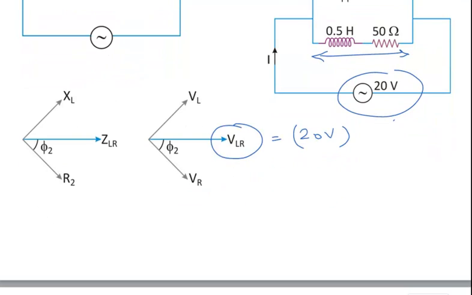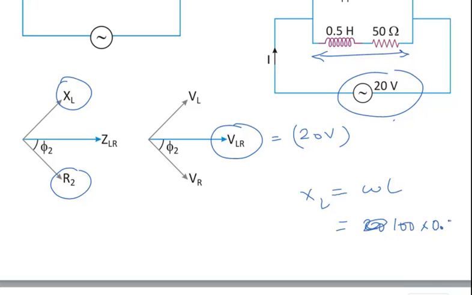Same phase impedance triangle will be made in this case, where R2 will be here and XL will be here. Now what is XL? XL is omega L, which is 100 into 0.5, that is 50 ohm. Now again this is 50 ohm and resistance is also 50 ohm. That means this phase angle has to be again 45 degree.